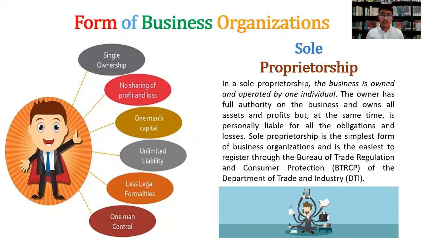So usually, class, the sole proprietorship is the simplest form of business organization and the easiest one because to have a business, you just need to register it through the Bureau of Trade Regulation and Consumer Protection of the Department of Trade and Industry. Okay, so once na-register mo na siya, you can conduct your own business. But then, ang pagiging sole proprietorship po ay may pros and cons.